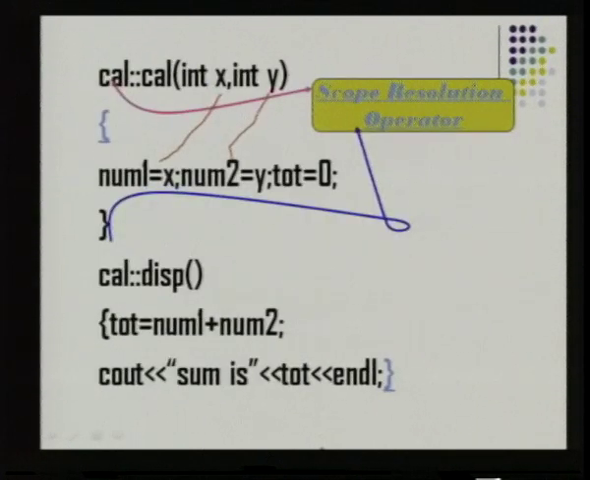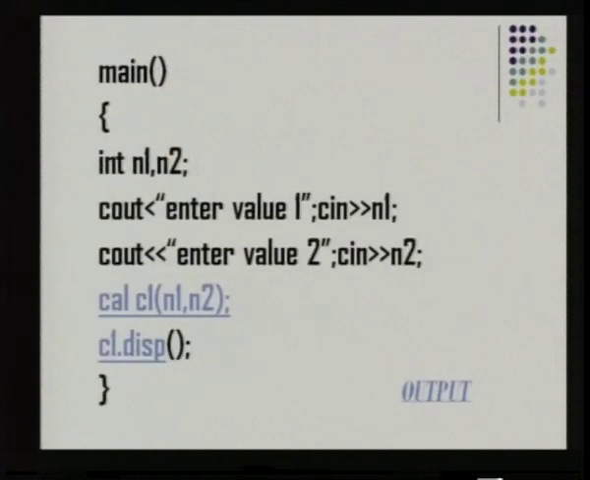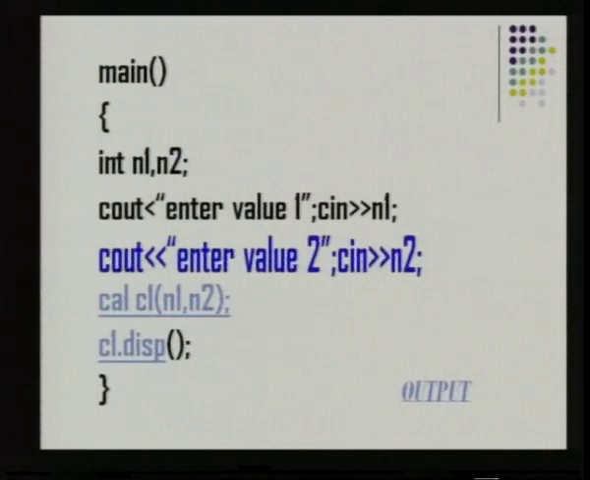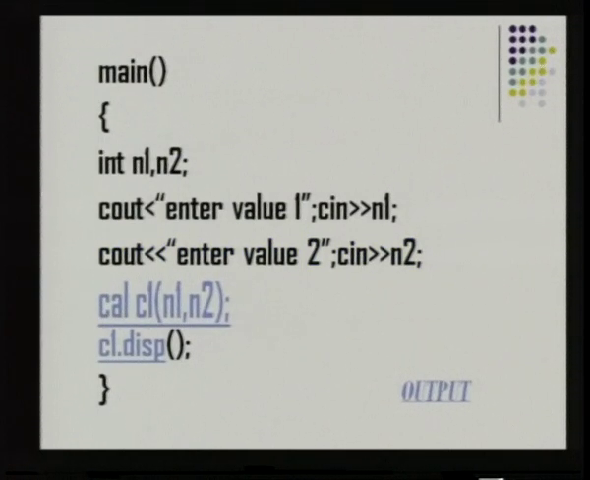Now we will see how this main function calls these two functions. Every program starts its execution from the main function, followed by the opening brace. You have two variables n1 and n2. You are entering the value for n1 and using the cin operator you are getting the value. You are asking the user to enter the second value for n2. Then here you are calling the function, the calc c1 n1 comma n2.